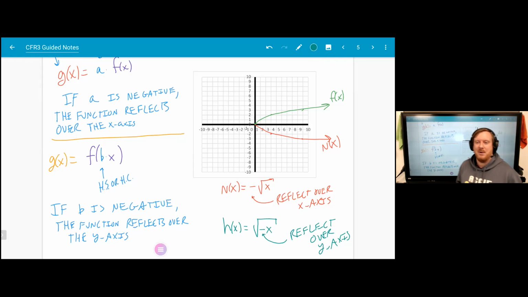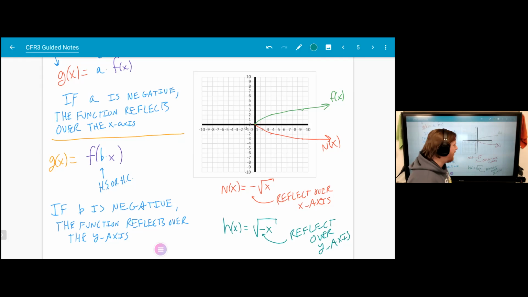It's not a real number, it's an imaginary number. And yes, imaginary numbers are a thing. So you'd have to plug in negative numbers. Negative 1 would be 1. Negative 4 would be 2. And negative 9 would be positive 3. You'd have a reflection over the y-axis. This is my h of x.